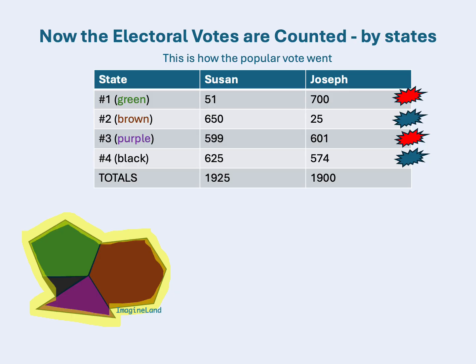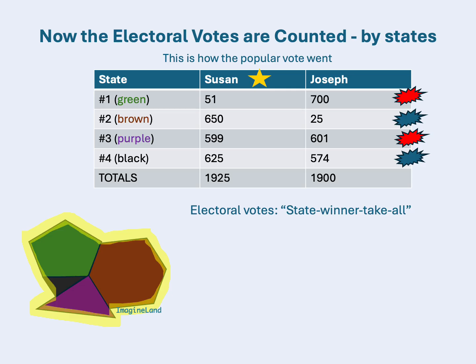So when you add them all up, the popular vote came out like this. Susan had 1,925. Joseph had 1,900. So I guess you'd say the people elected Susan, right? But remember, the electoral votes are done the way the states decide. And these 4 states all use this thing called the state winner-take-all method, which means whoever gets the most votes in our state is going to get all our electoral votes.